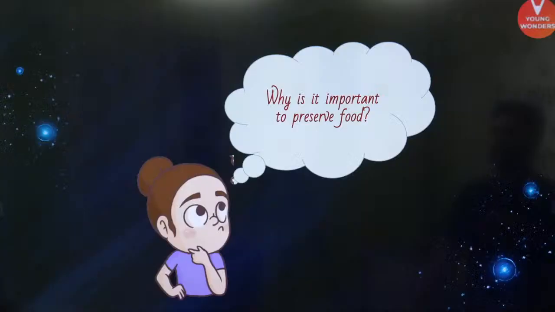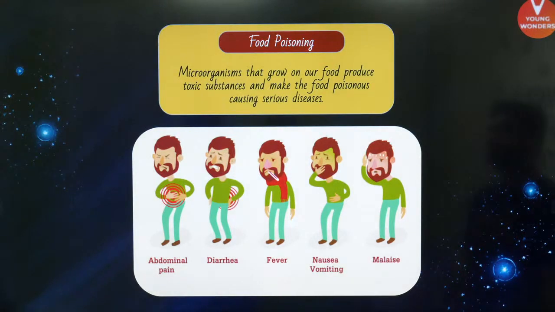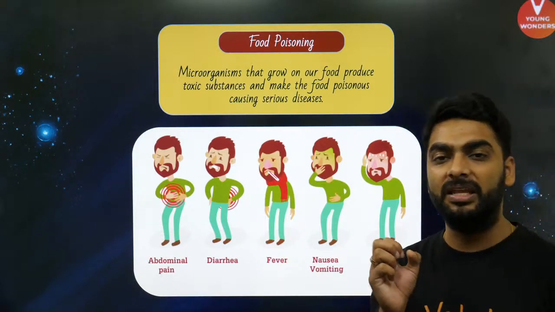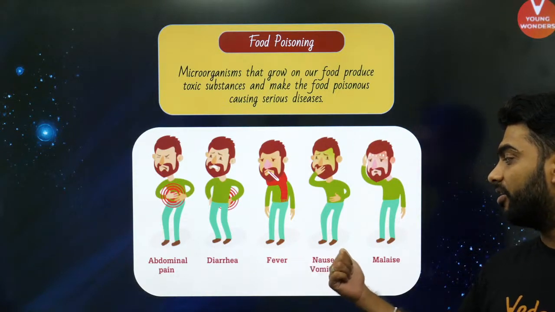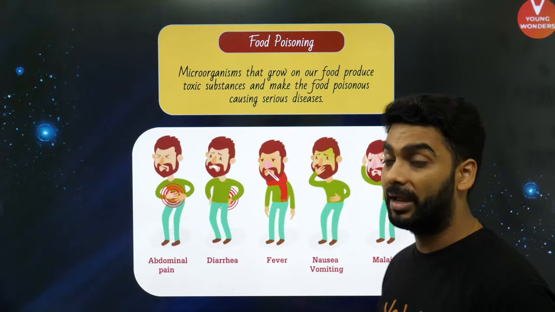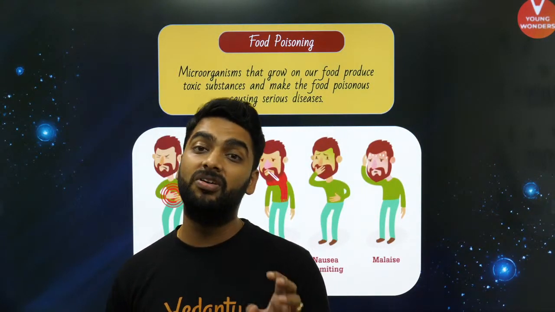Let us learn about food preservation. Why is it important to preserve food? Because microorganisms that grow on our food produce toxic substances that make the food poisonous, causing serious diseases. If you have spoiled food that has been infected by microorganisms, it can cause abdominal pain, diarrhea, fever, nausea, vomiting, or even malaise. Food poisoning, if not treated in time, can even be fatal.